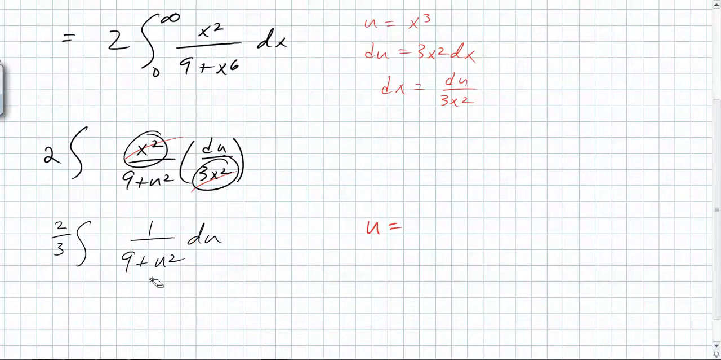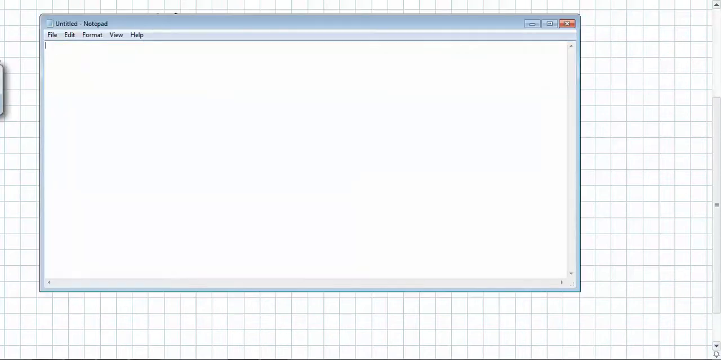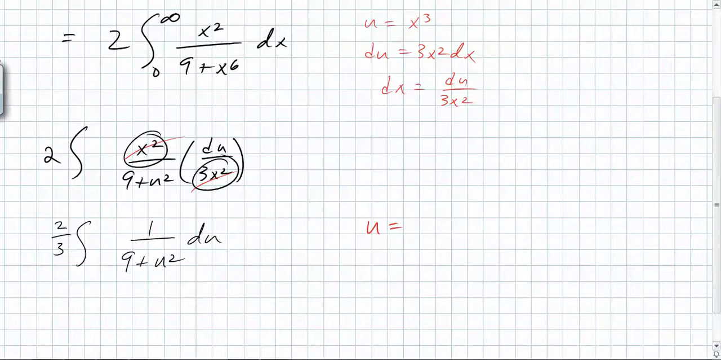So how do we do it? What can we do to make it look like arctan? There's a substitution that we can do. Yeah, there's your solution, right? U equals what? Yeah, how about 3v?